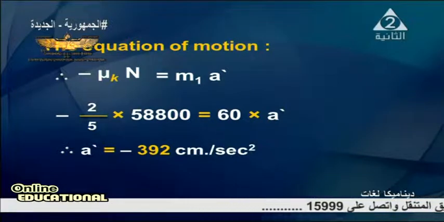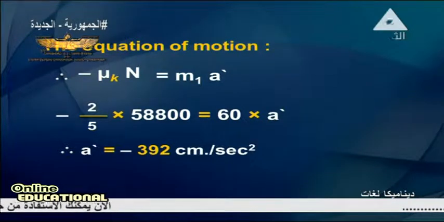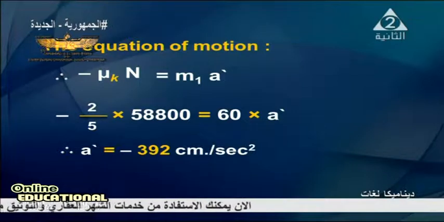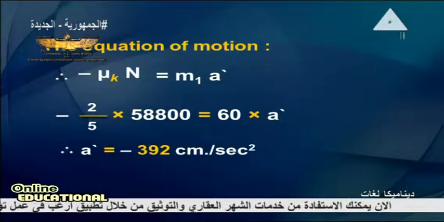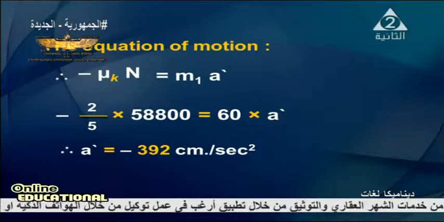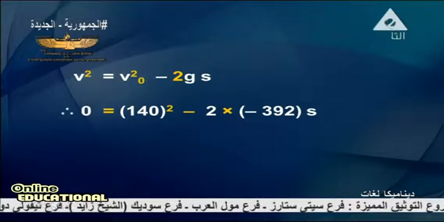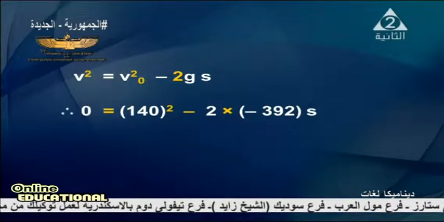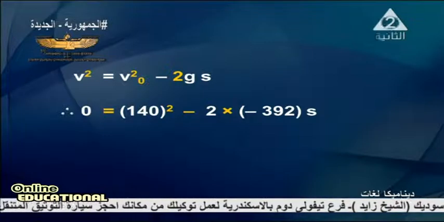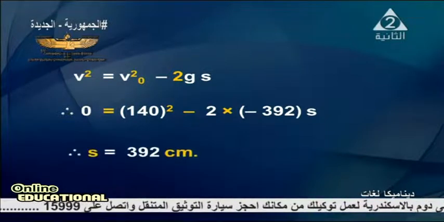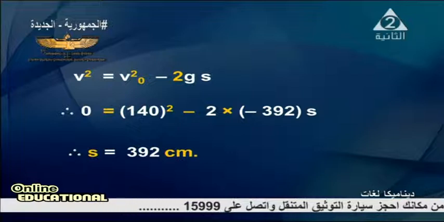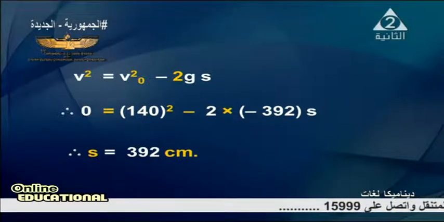Now we get the distance which the first mass moves after that on the plane until it rests, from the relation V squared equals V naught squared minus 2 g s. 0 equals 140 squared minus 2 times 392 s. Then the distance s equals 25 centimeter.